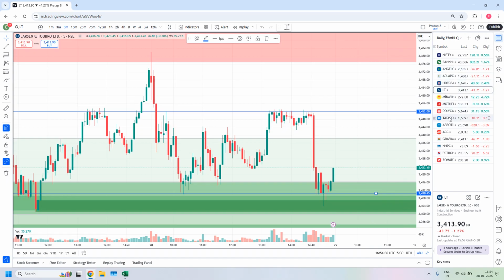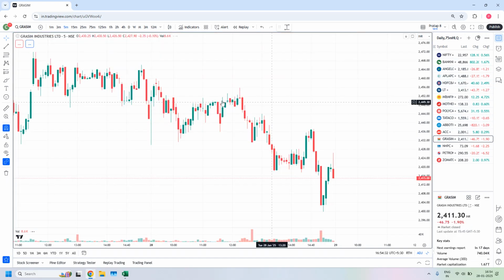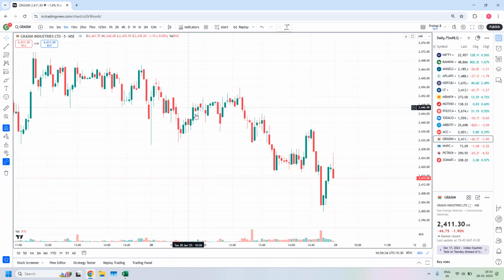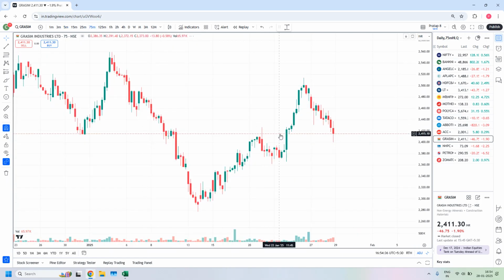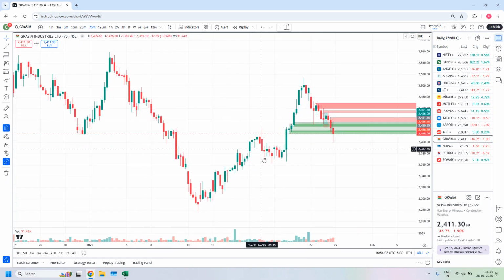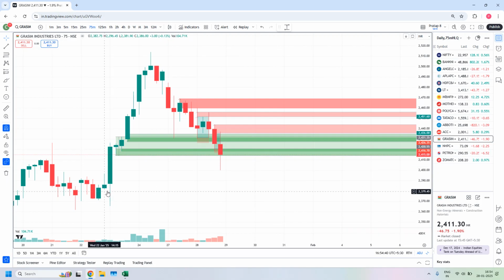So where is Grasim? Grasim is a 75 minute high liquidity demand zone. Let me go to the 75 minute time frame. You have a rally, base, rally. This is what our software identified. It looks like today this entire zone is violated, right? Yes. But before that we got the trades.